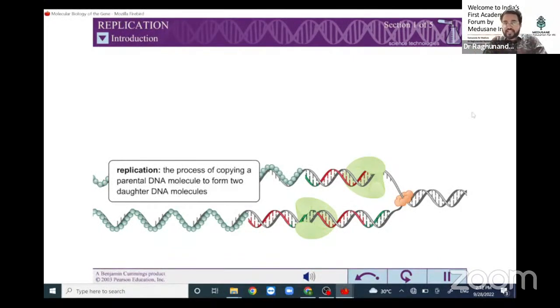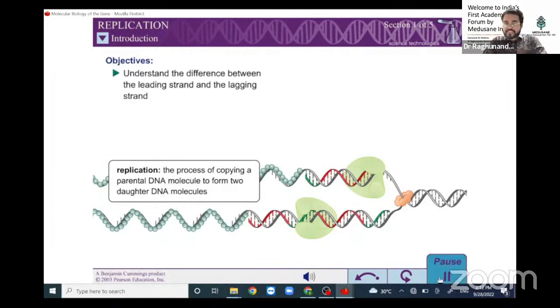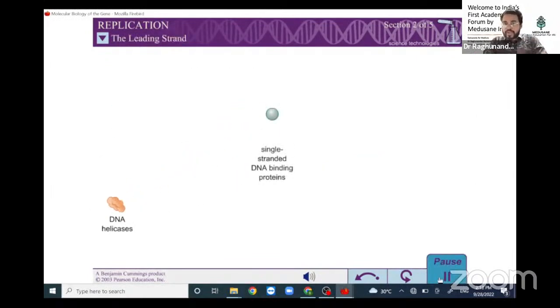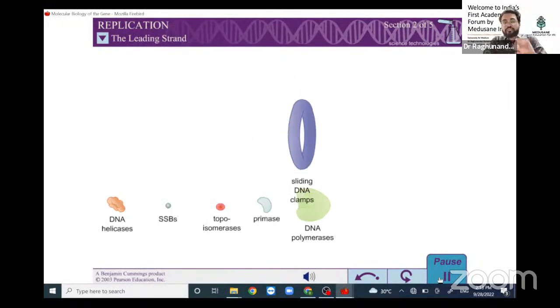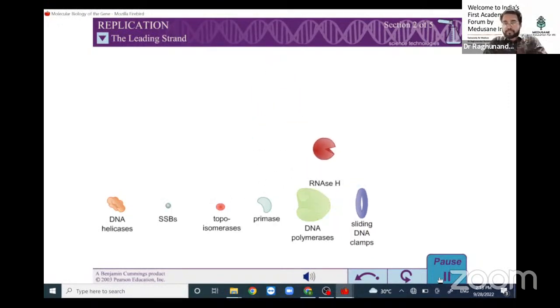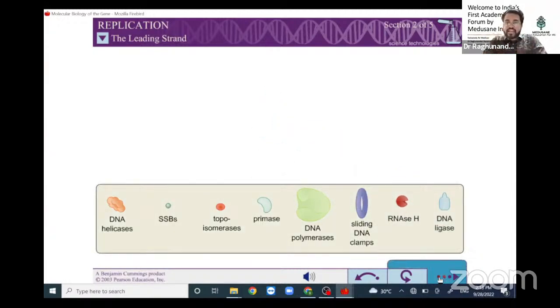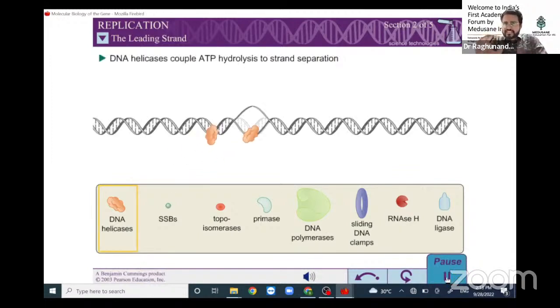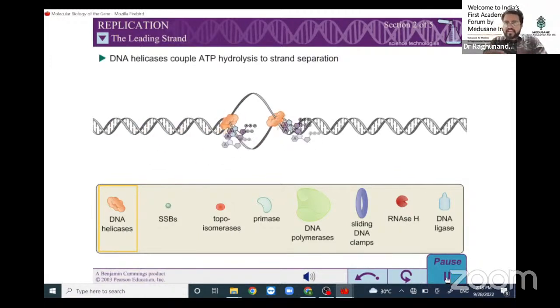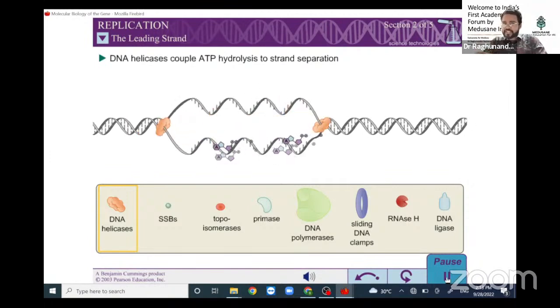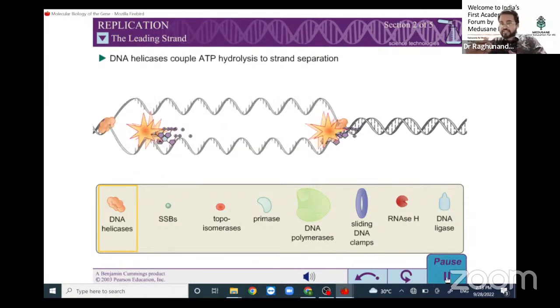These enzymes are going to be called helicase, single-stranded DNA binding protein, topoisomerase, primase, DNA polymerase, sliding DNA clamps, RNase, and DNA ligase. Now understand, this DNA helicase is the one that is going to cause strand separation. Can you see here? It is going to separate your strand.